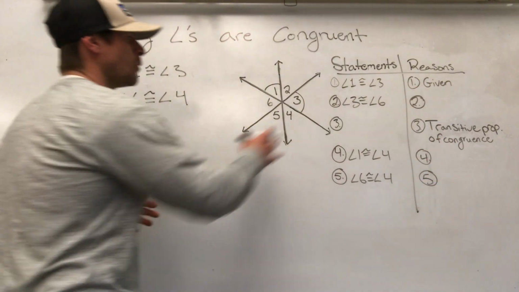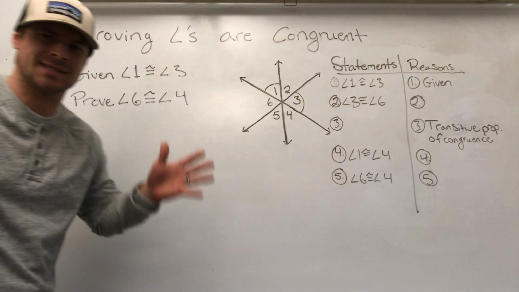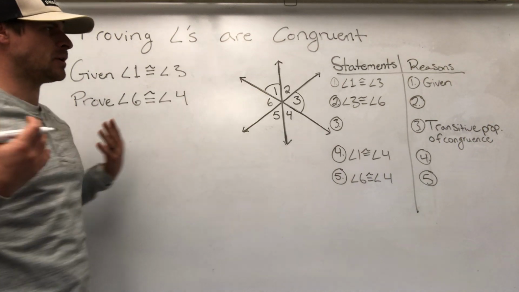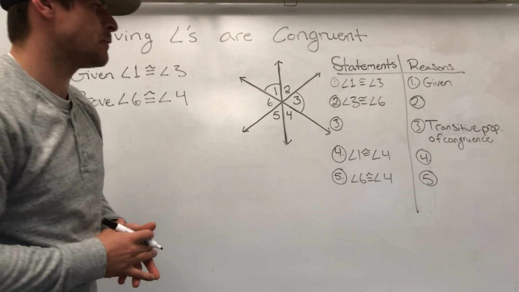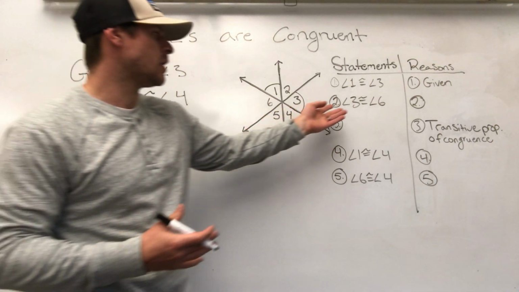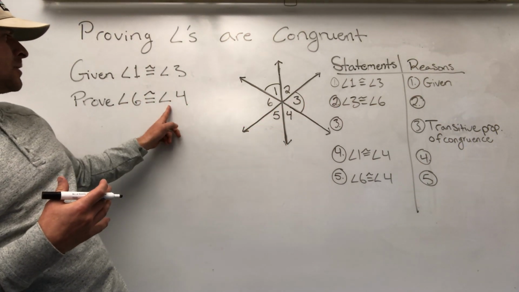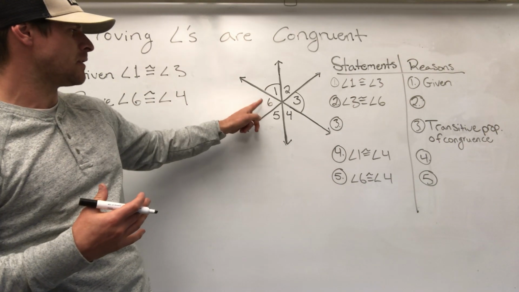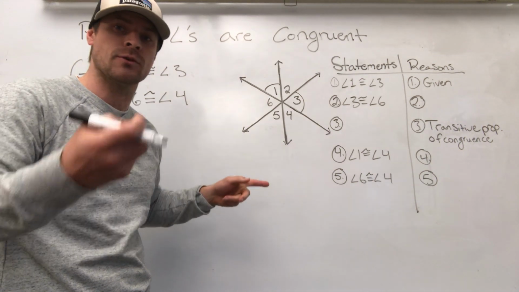Okay, so angle 1 is congruent to angle 3. The first one's always a piece of cake, it's given. We were told that, so we don't need a reason for that other than the fact that someone told it to us. Now that we're told this, we need to go one step further. I'm trying to prove that angle 6 is congruent to angle 4, so I'm trying to figure out what I can do next, or what I can figure out about angle 6.